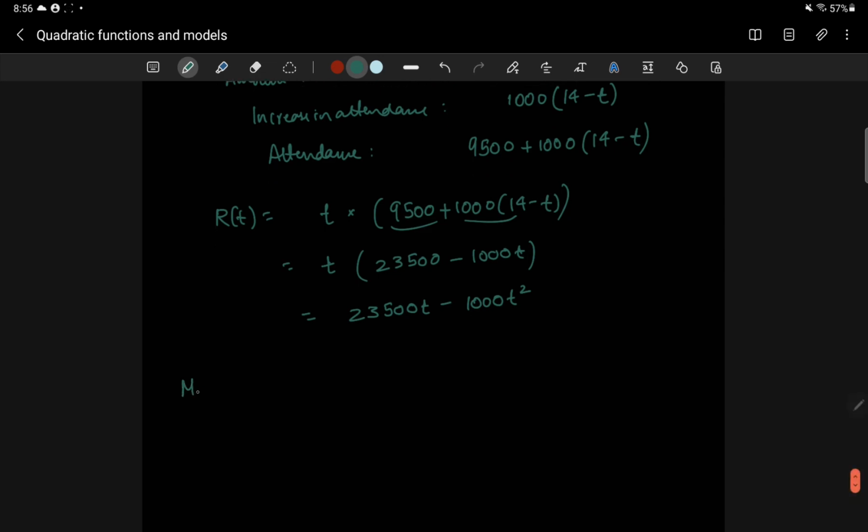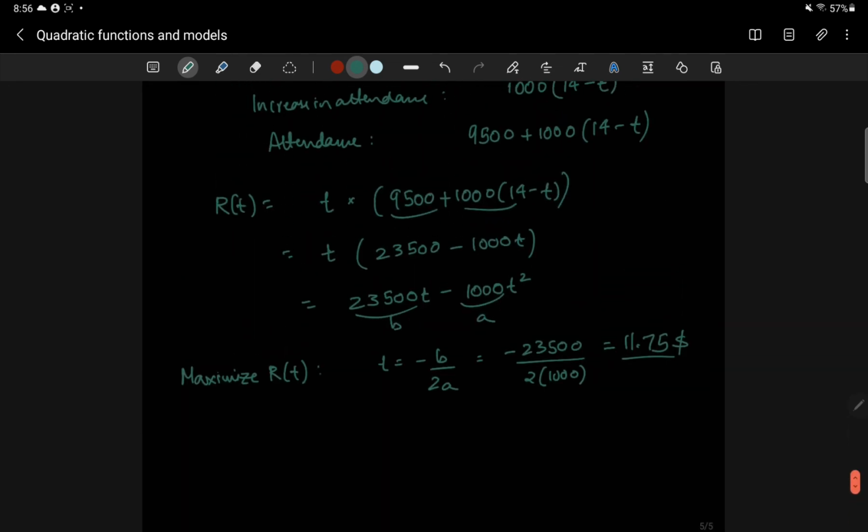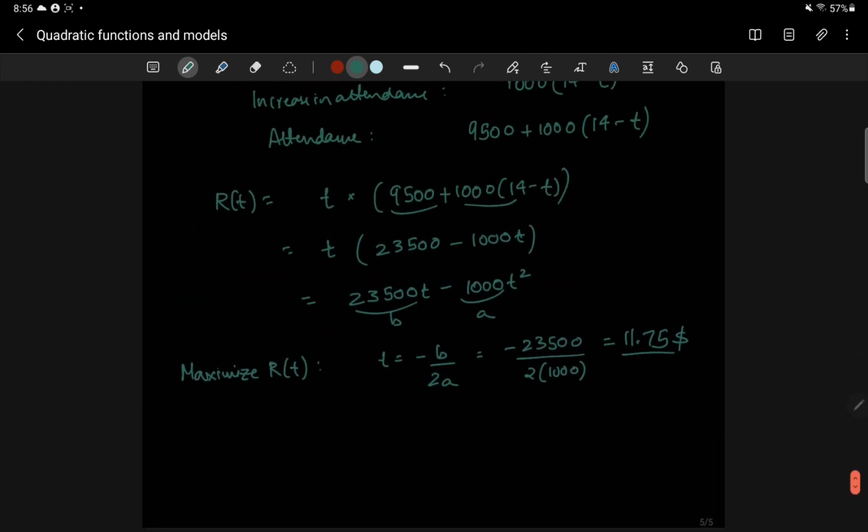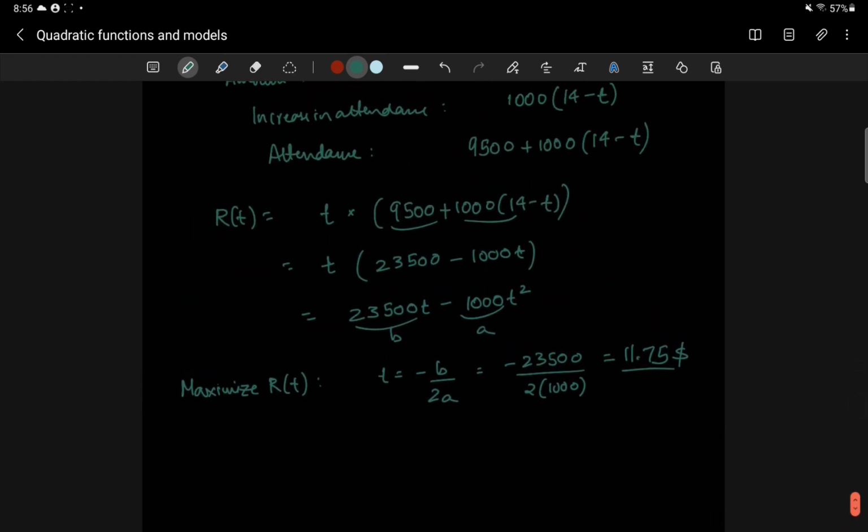Now to maximize R(T), right? To maximize R(T), what ticket price do you need? It's going to be negative B over 2A, right? Where this is A and this is B. So it's negative 23,500 over 2 times 1,000, which comes out to $11.25. So that should be the price in order to maximize, right?